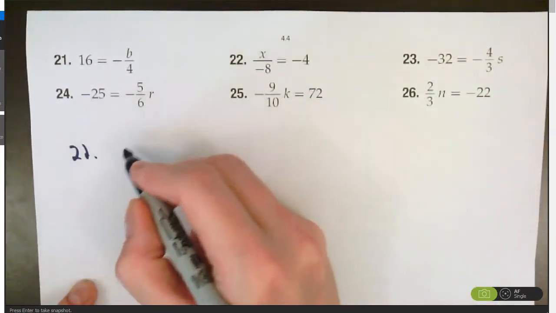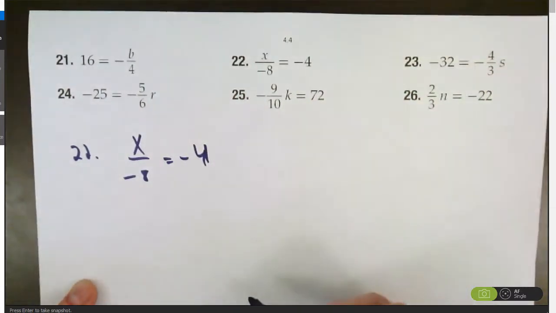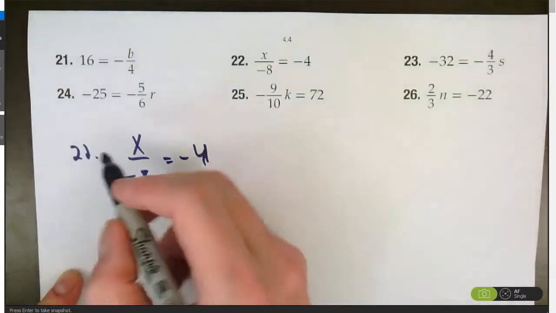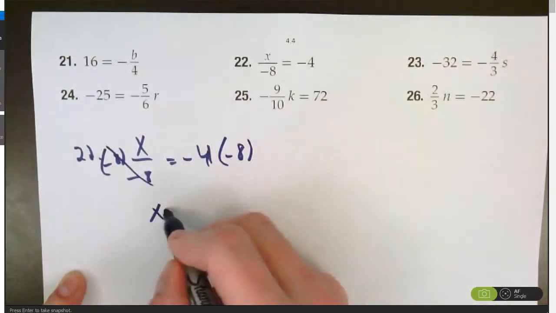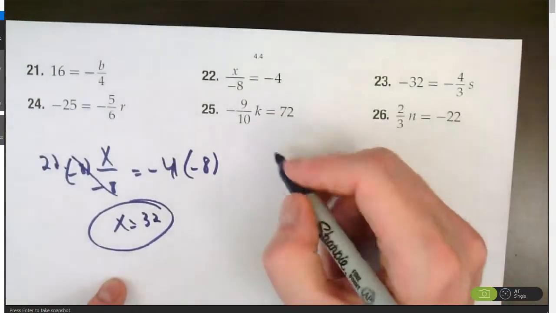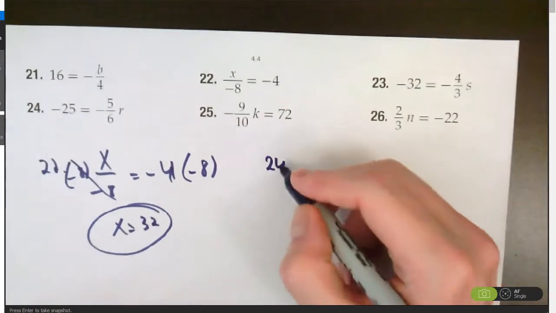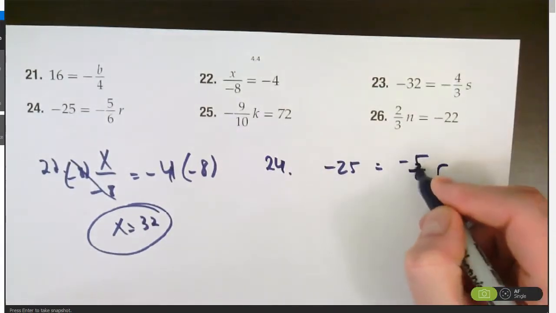In 22, you have x over negative 8 equals negative 4. That means you're dividing by negative 8. So how do you undo a division by negative 8? You multiply by negative 8 to cancel it off. X is 32.